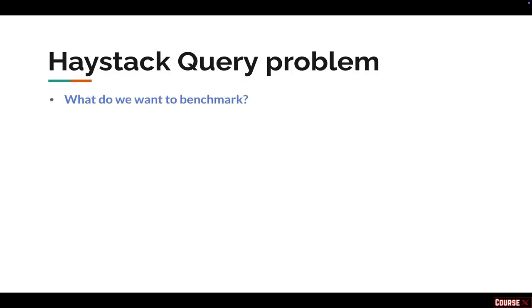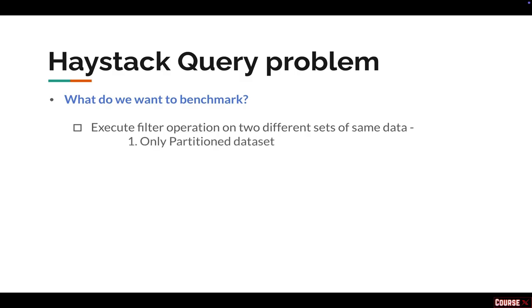So what do we want to benchmark? We will execute a filter operation on two different sets of the same data. So we have two versions of the same data. What are the two versions? The first one is the data set partitioned only based on year and month. So the first set is the full data and it is partitioned based on year and month.